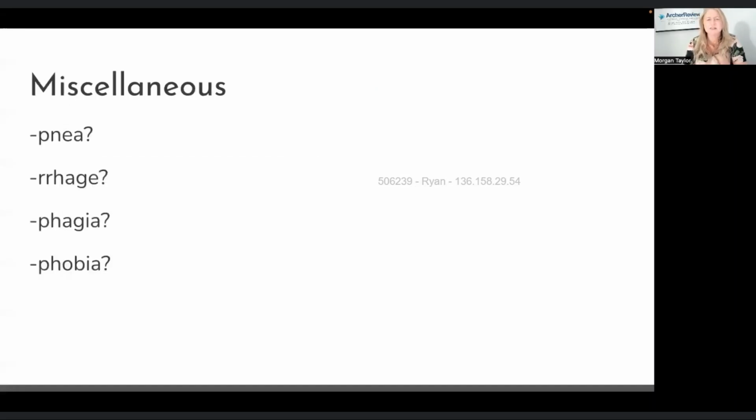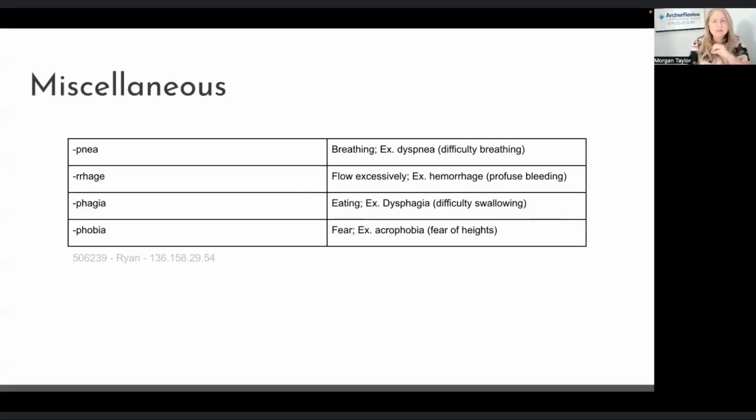Now, a few miscellaneous suffixes that I bet you've seen already. When something ends in pnea, we're talking about breathing. Bradypnea, slow breathing. Tachypnea, fast breathing. Ending in rrhage, R-R-H-A-G-E, that's when something is flowing excessively, like hemorrhage. Phagia has to do with eating or swallowing. Dysphagia, trouble swallowing, right? Polyphagia, excessive eating, excessive hunger.